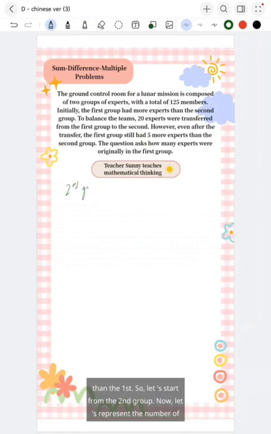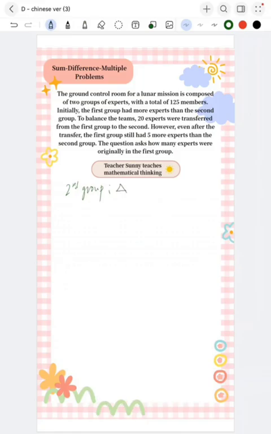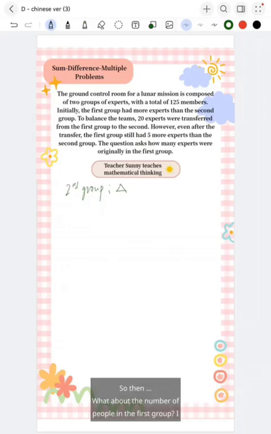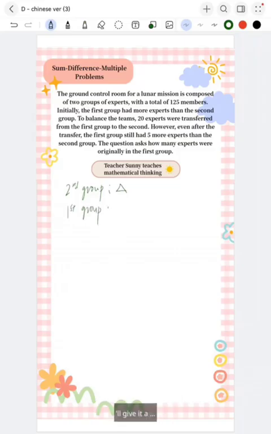Now, let's represent the number of people in the second group. I'll use a triangle to represent it. Yes, it's a triangle. So then, what about the number of people in the first group? I'll give it a square.